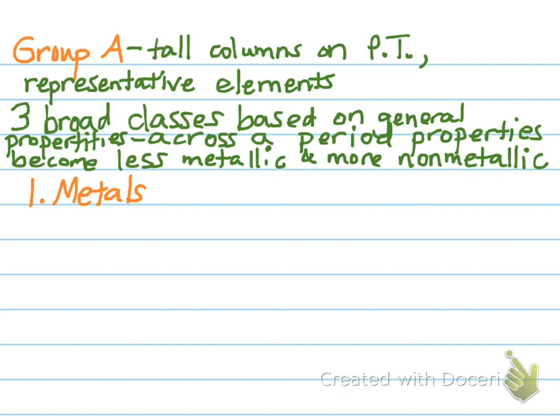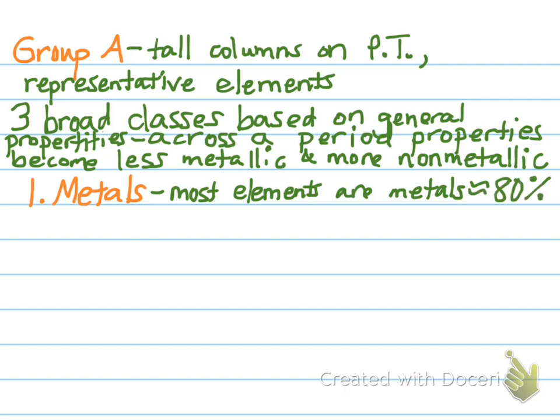So one of those three broad classes that we can sort all the elements on the periodic table into are the metals. In fact, most elements are metals. About 80% of the elements on the periodic table can be classified as metals.